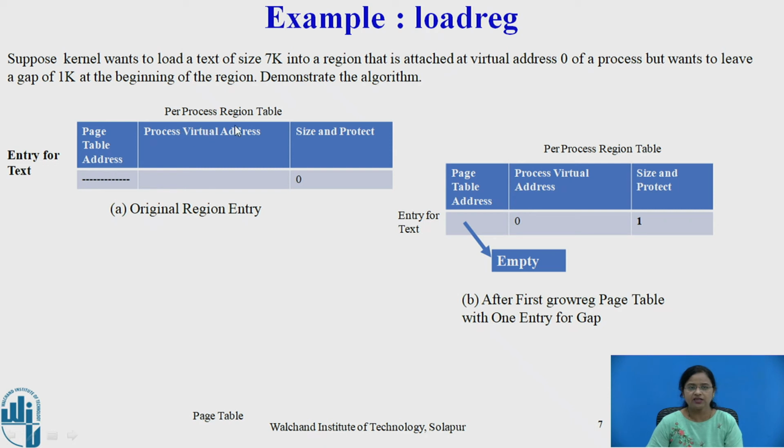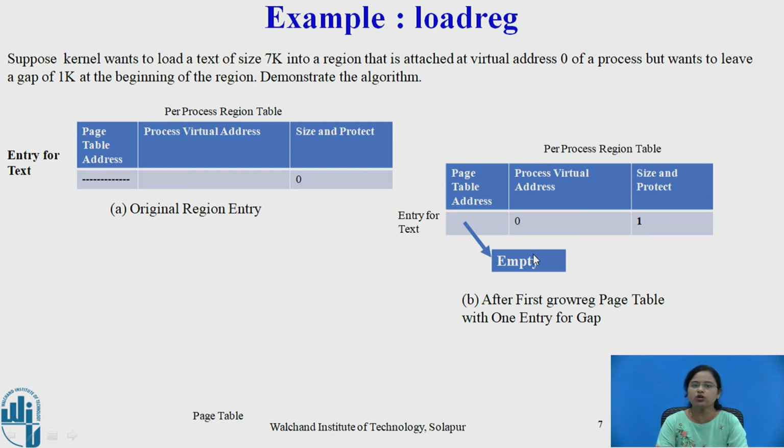As shown here, in the per process region table we have an entry for the text region. The size is initially 0, but we can change it to 7 because we wish to load this 7 KB text region. Here this load operation will take 2 steps. First, it wishes to insert the gap of 1 KB. So, first the grow region algorithm is invoked where the size is set to 1 KB and the first empty slot is loaded. This is nothing but the gap of 1 KB.